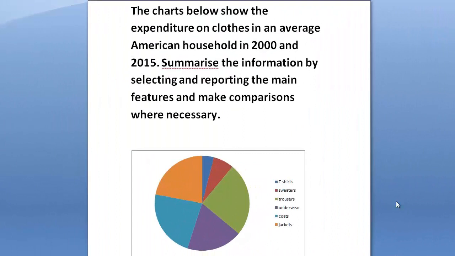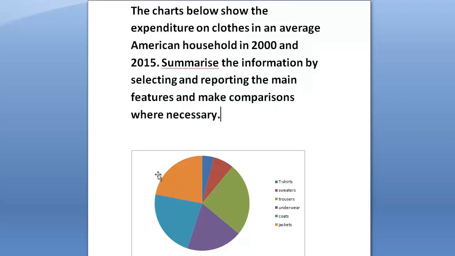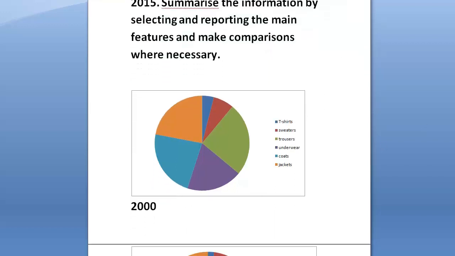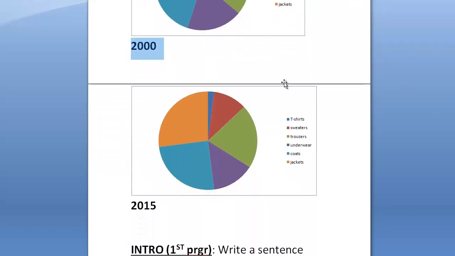Okay, here's the sample topic we're gonna work on. Let's read it. The charts below show the expenditure on clothes in an average American household in 2000 and 2015. Summarize the information by selecting and reporting the main features and make comparisons where necessary. Here are the pie charts. We've got 2 pie charts, one for 2000 and one for 2015, and they all have to do with clothing. We can see here t-shirts, sweaters, trousers, underwear, coats and jackets.